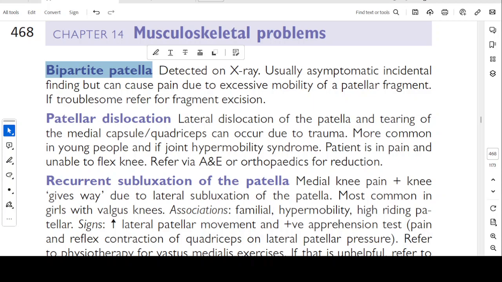Bipartite patella. Detected on X-ray, usually an asymptomatic incidental finding, but can cause pain due to excessive mobility of the patellar fragment. If troublesome, refer for fragment excision.